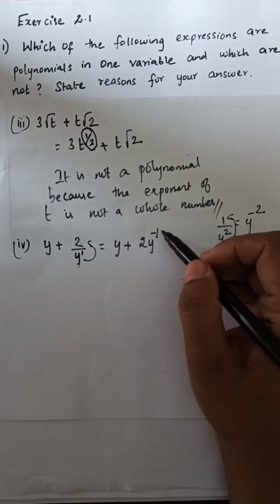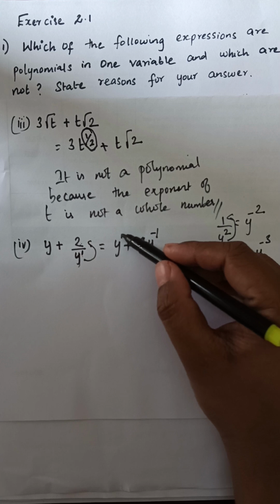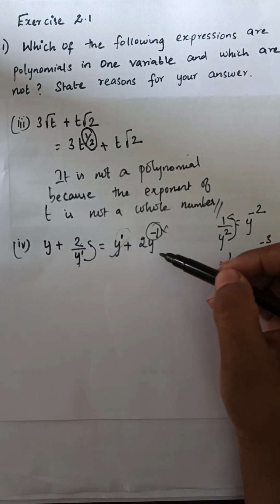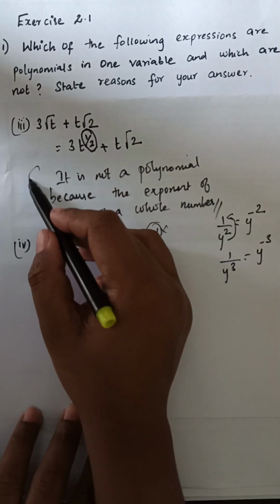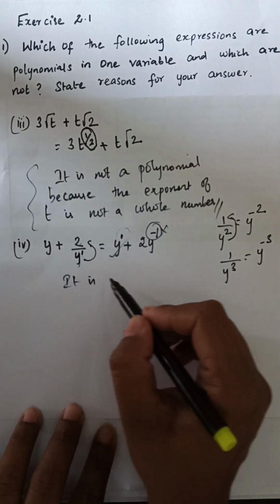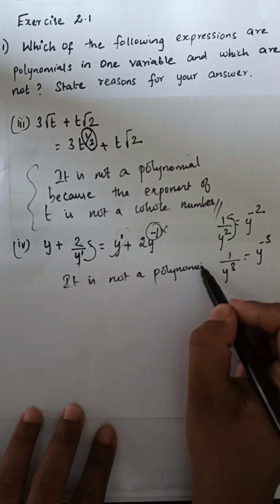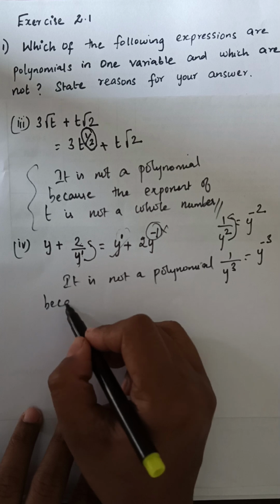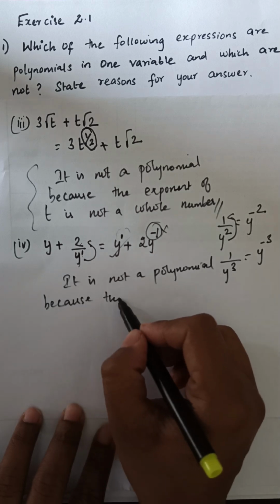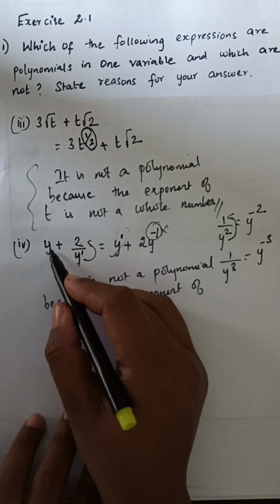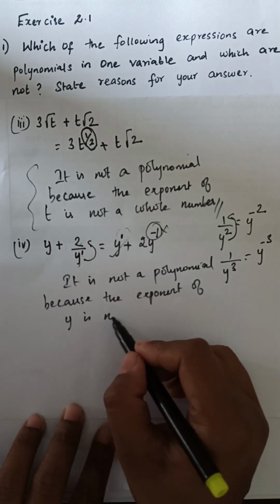So it is not a polynomial because y means y power 1. Okay, this is a whole number, but minus 1 is not a whole number. So you can write the same reason. Okay, it is not a polynomial because the exponent of y is not a whole number.